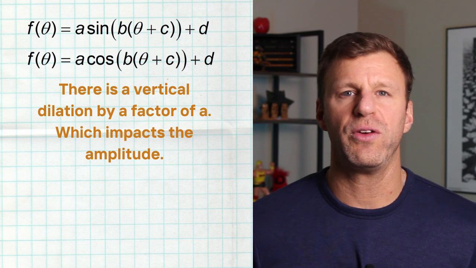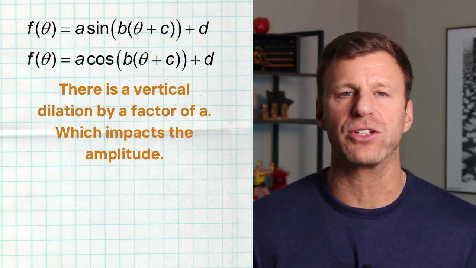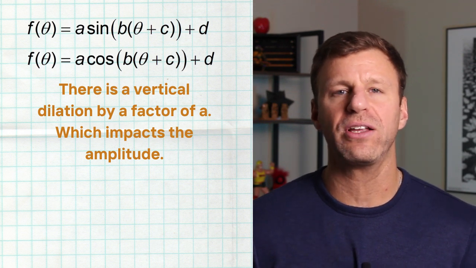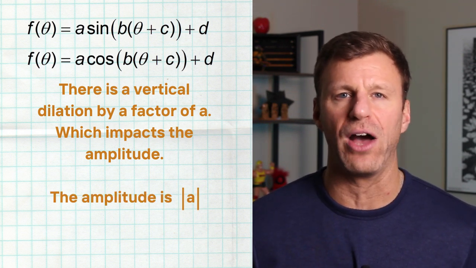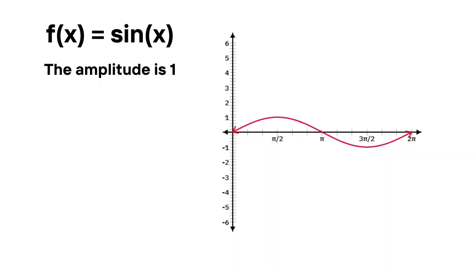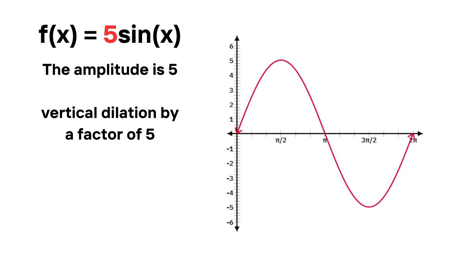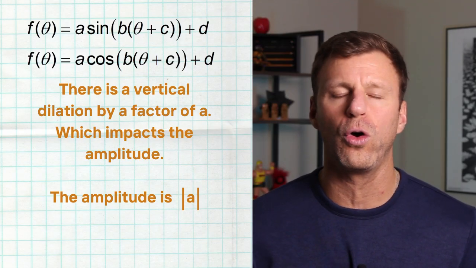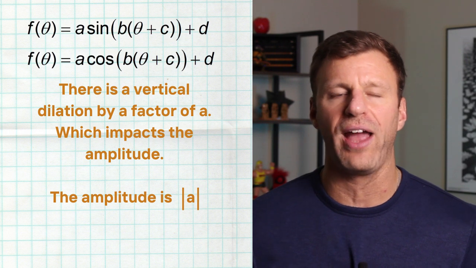In these functions, there is a vertical dilation by a factor of a. This vertical dilation is going to affect the amplitude. So basically, the amplitude becomes the absolute value of a. So if there's an a value of 5, our amplitude is going to shoot up to 5, and of course down to negative 5, because remember the amplitude is half of the total distance between your min and your max. So if we go from negative 5 to positive 5, that's going to be a distance of 10, cut that in half, and we get an amplitude of 5. So again, that a value out in front is going to be a vertical dilation by a factor of a, impacting the amplitude.